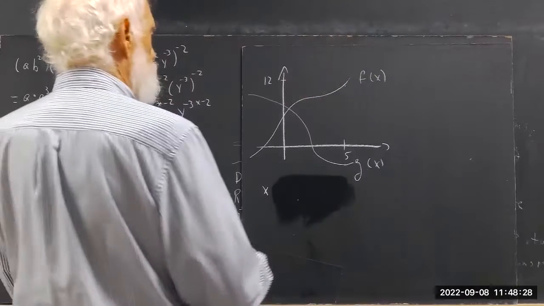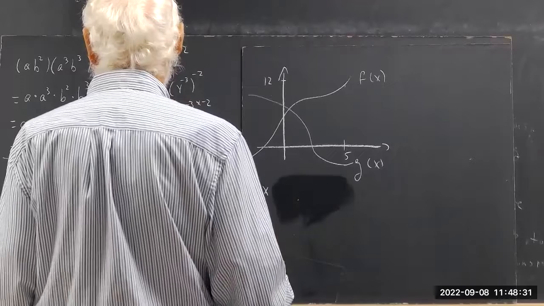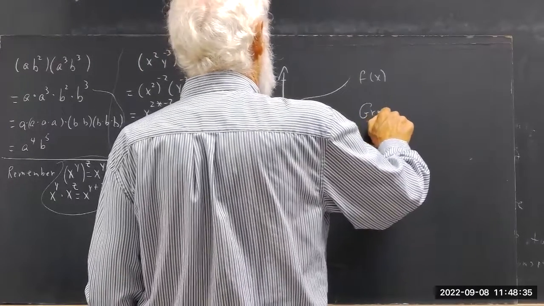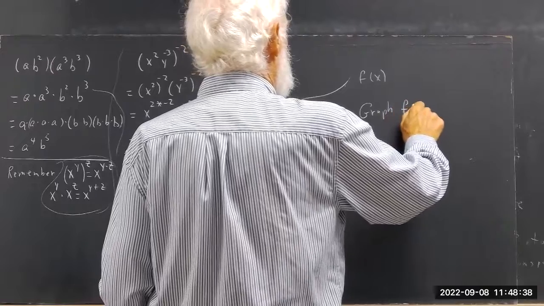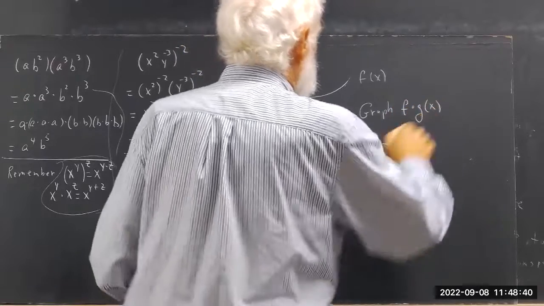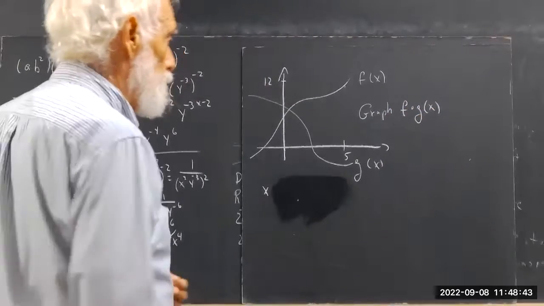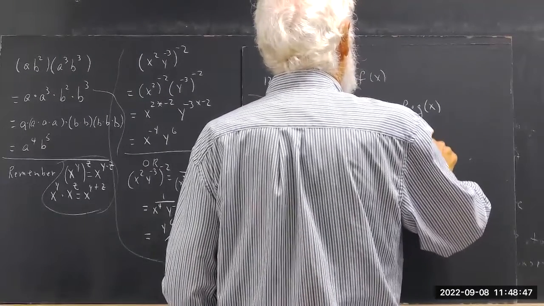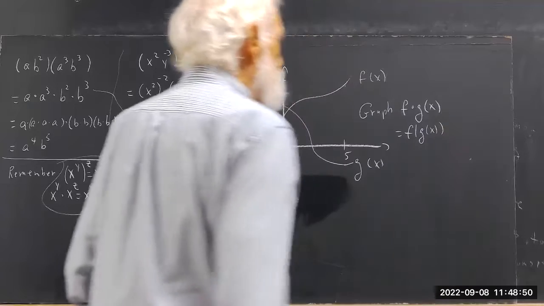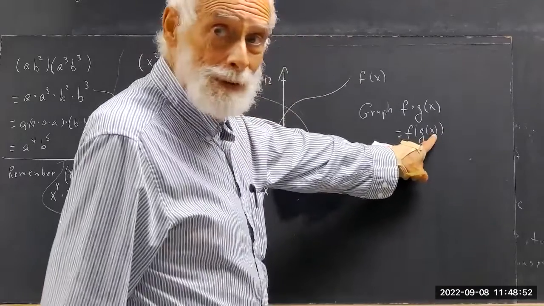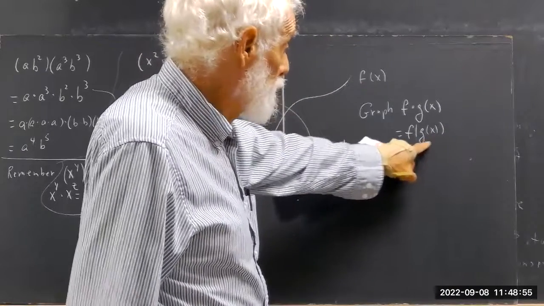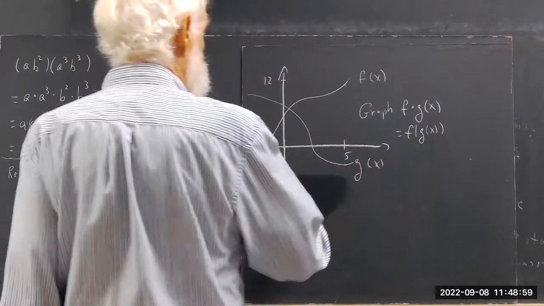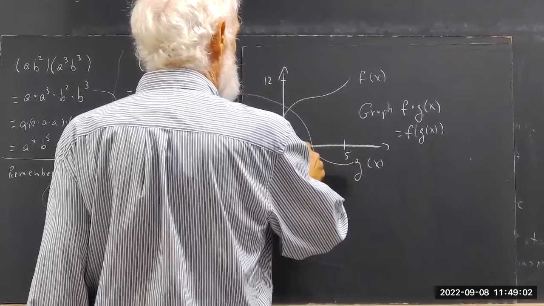Let me make a table. Now, if we want to do a graph of f circle g of x, which is of course f of g of x. Well, if we know x, then the first thing we're going to do is find g of x. So let's just take a number here. Let's say this is 5, and that 1 is about here.